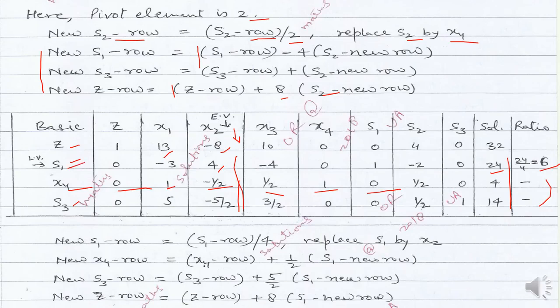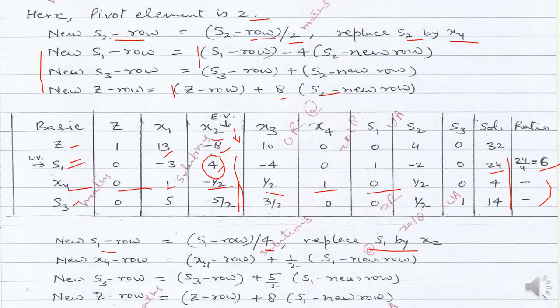If value is negative or infinity, we will ignore them, and then we see that 6 is the only element, so our S1 becomes leaving variable, and this row becomes our pivot row, and this 4 element which is at the intersection of entering variable and leaving variable, that is pivot column and pivot row, becomes our pivot element. So we divide S1 row by 4 and we get new S1 row, and replace S1 by X2.